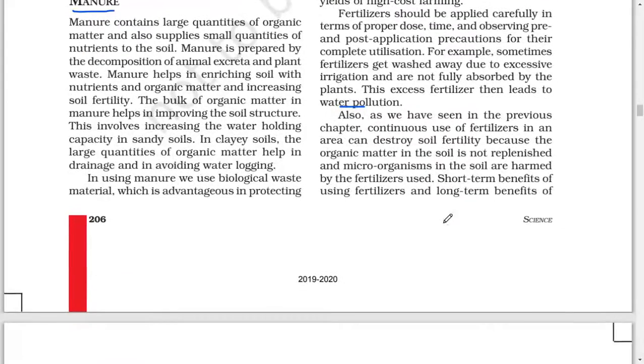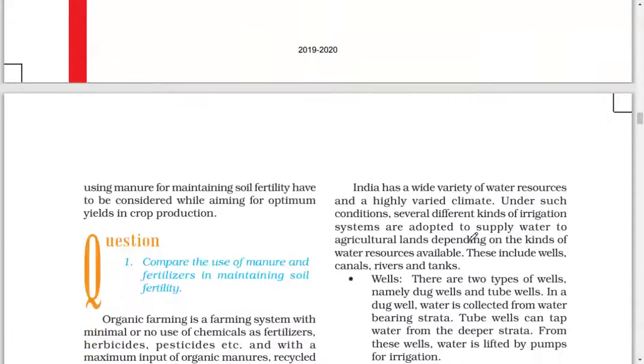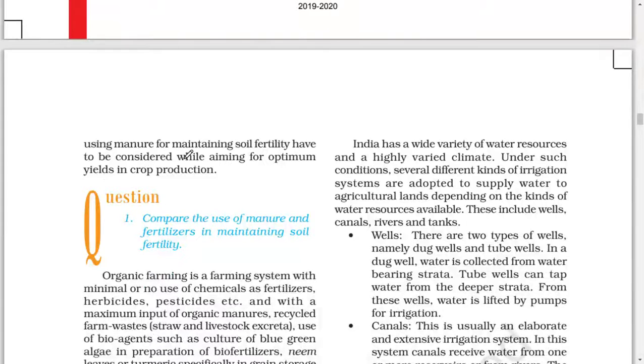Also, as we have seen in the previous chapter, continuous use of fertilizer in an area can destroy soil fertility because the organic matter in the soil is not replenished and microorganisms in the soil are harmed by the fertilizer use. Short-term benefits of using fertilizer and long-term benefits of using manure for maintaining soil fertility have to be considered while aiming for optimum yields in crop production.